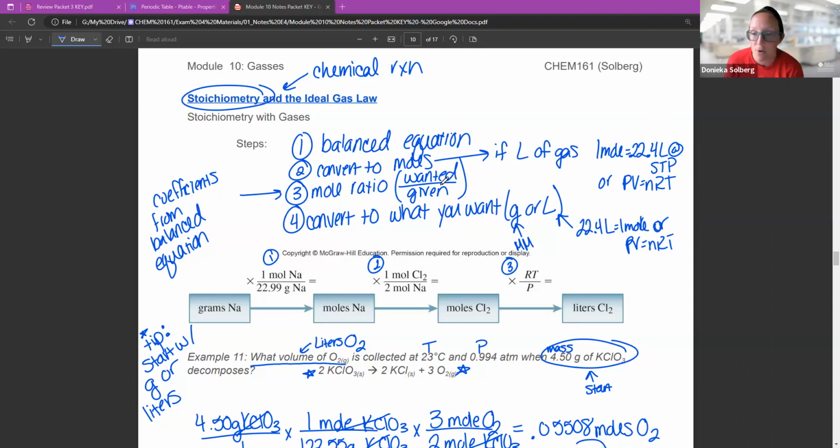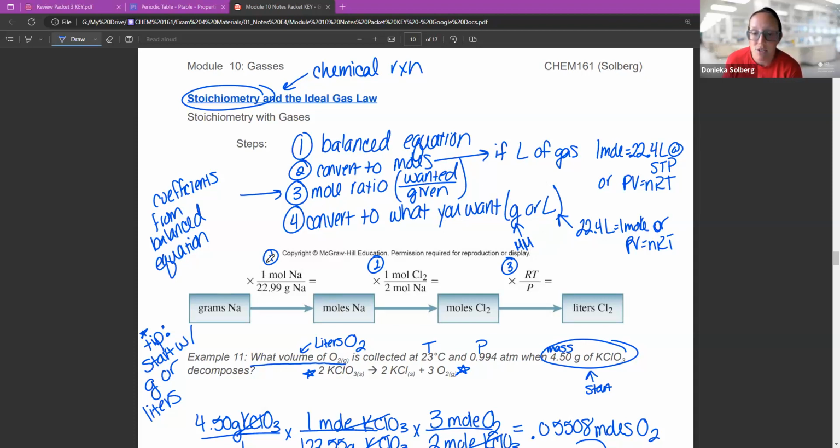And you still have to have your mole ratio, which is your wanted thing over your given thing. You pull those coefficients from your balanced equation. And finally, convert to what you want. If I want grams, you just use the molar mass. If I want liters, if I'm at STP, you can again use the 22.4. Or if it's not at STP, sorry, you can use PV=nRT.